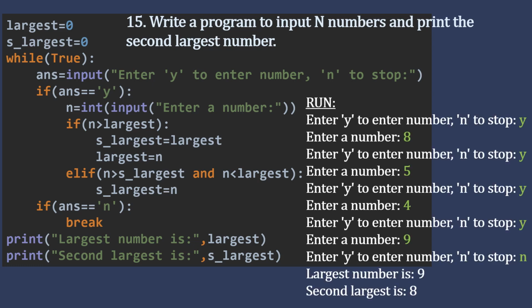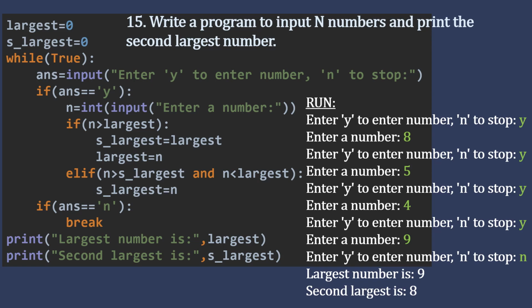That means if you run the program and let's say the first number entered is 8. So 8 is greater than, that means your n is greater than largest. Initially largest is having value 0. That means 8 is greater than 0. So your second largest will become the largest number. That means second largest becomes 0 and largest becomes 8 in the first iteration.